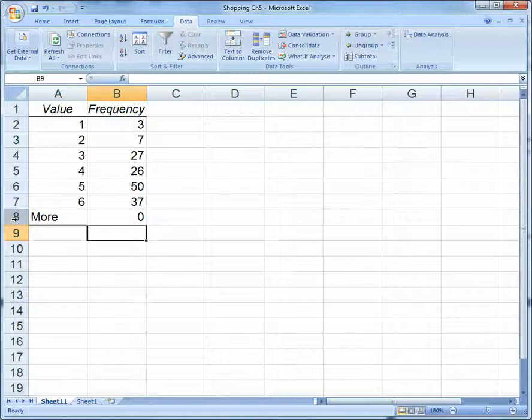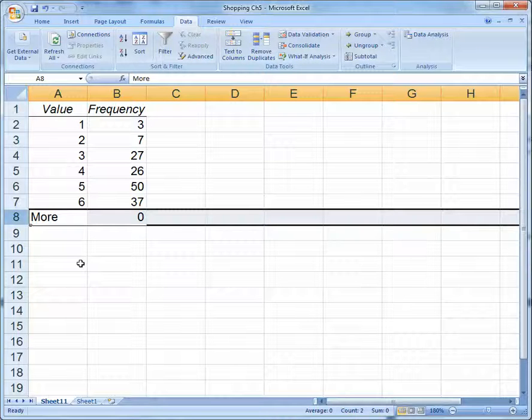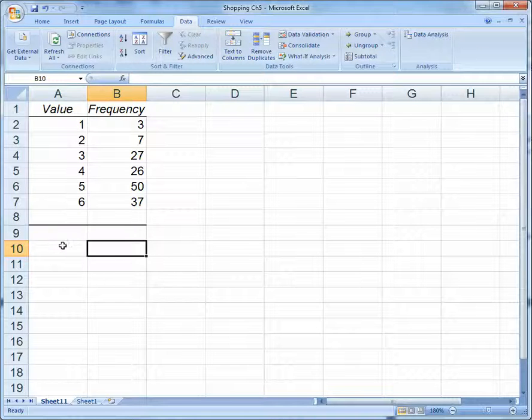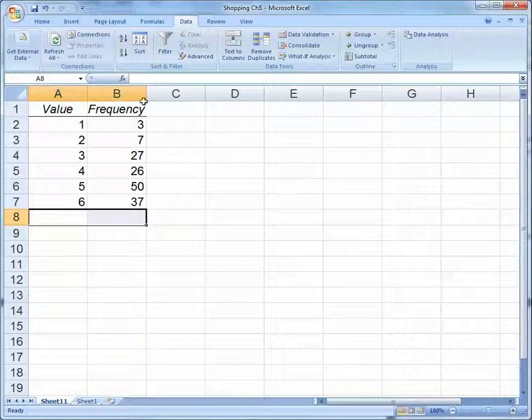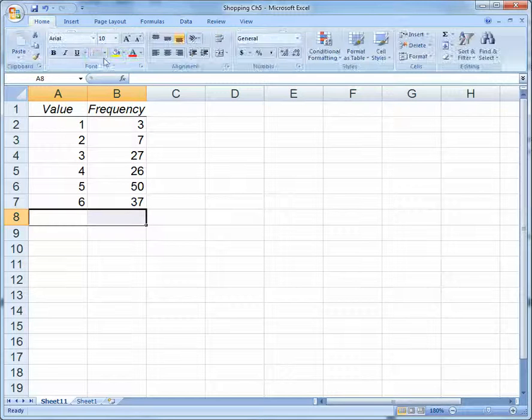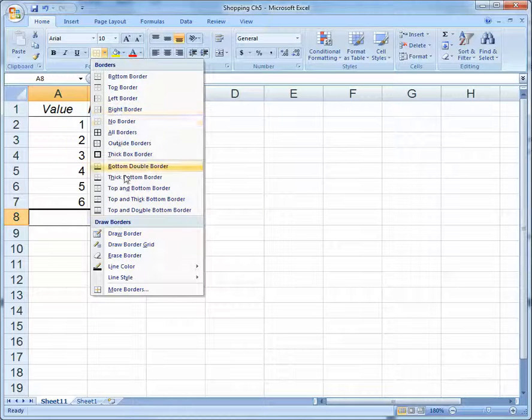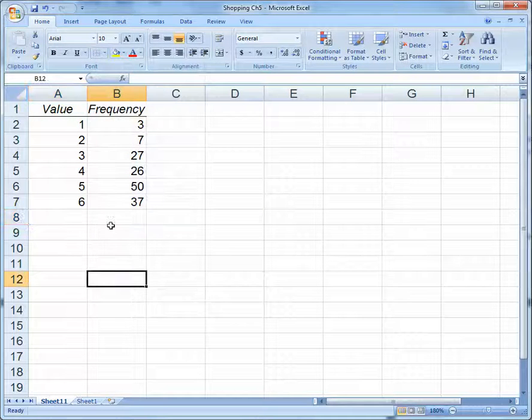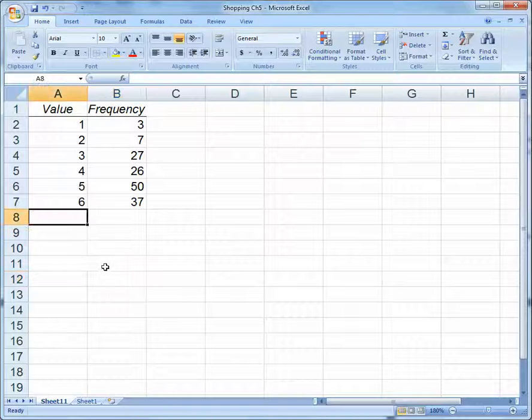Okay, we've got this annoying More category that, I don't know, we've never had anything in More. I guess it depends on what your data set looks like, so I'm just going to delete that. These underlines bug me, but I know that on the Home tab, it's the Borders button. And yeah, we can simply select No Borders to get rid of those little underlined things.